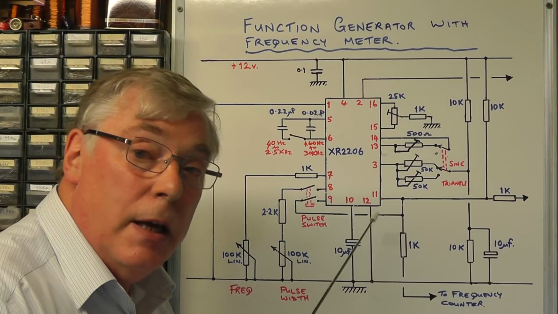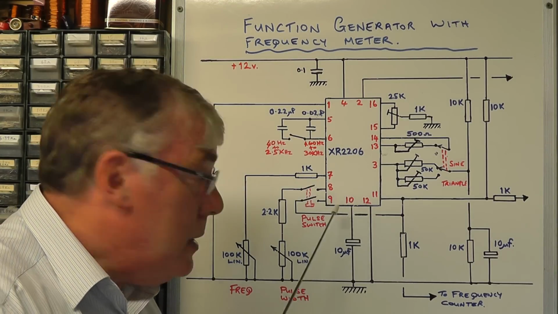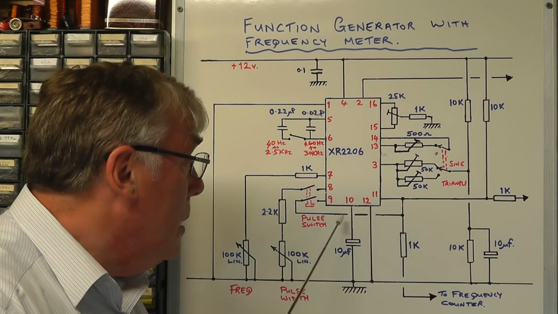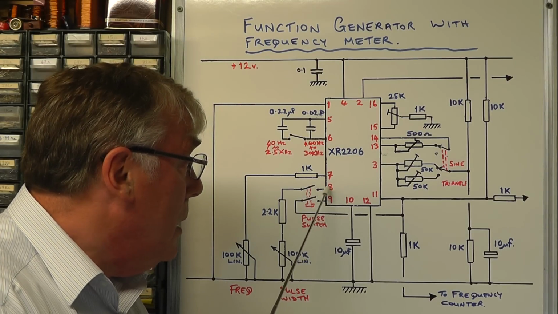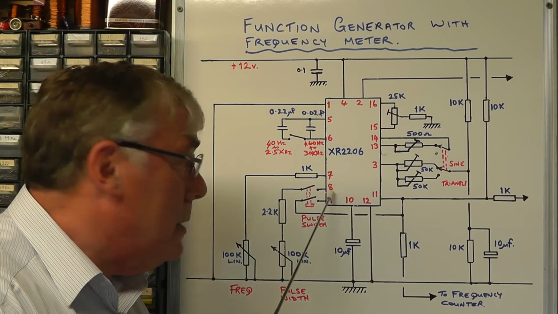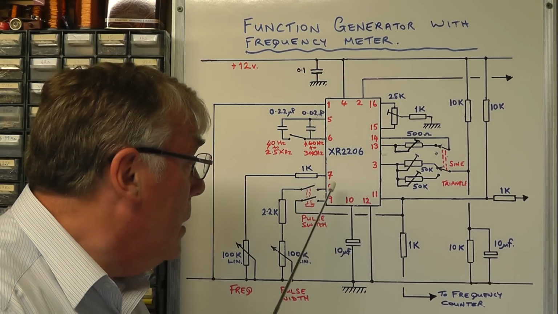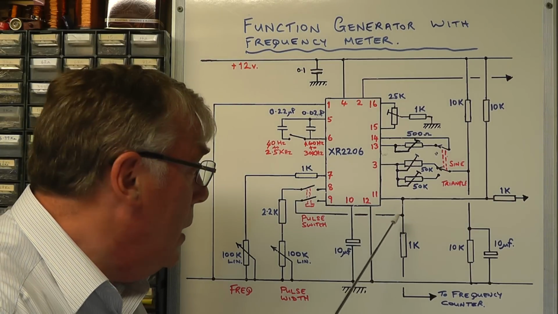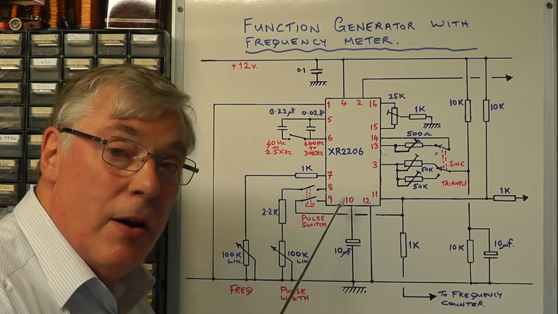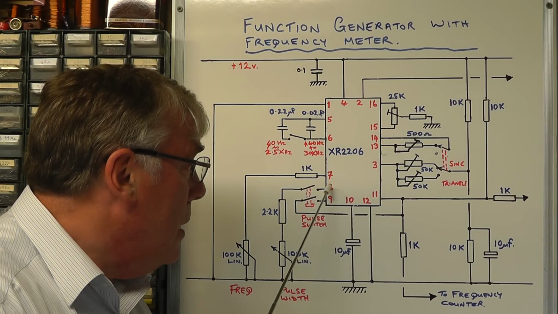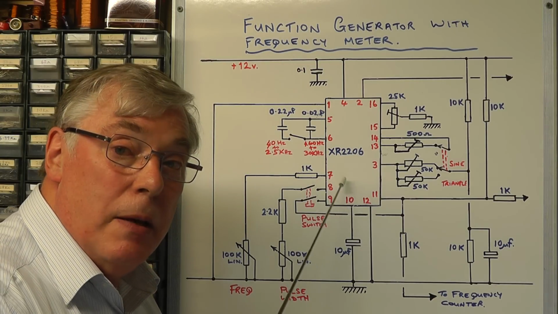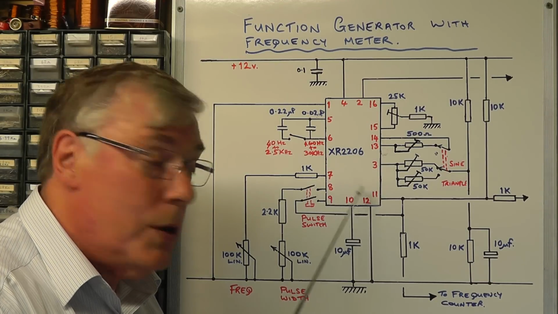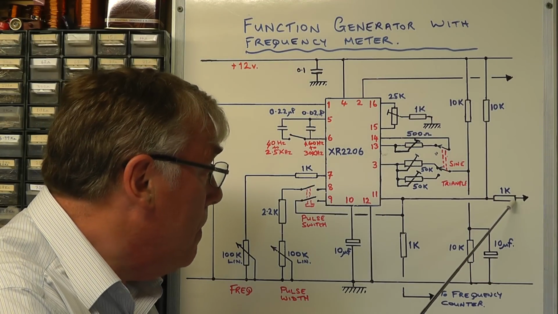Now pin 9 is an input that allows us to switch between pin 7 and pin 8 for the timing resistor. So by feeding a signal onto pin 9, it will effectively toggle between pin 7 and pin 8. And as you'll see here, I'm taking the square wave output from the IC and feeding it back into pin 9 as a switching signal, and that's going to switch between pin 7 and 8 continually. I'm using that feature to give us our pulse waveform coming out here.